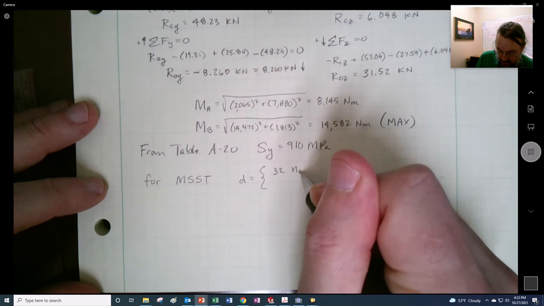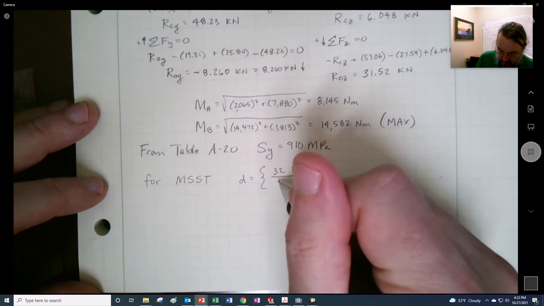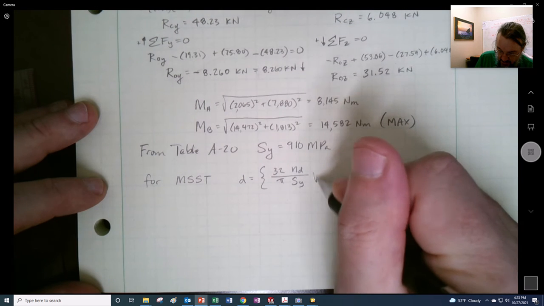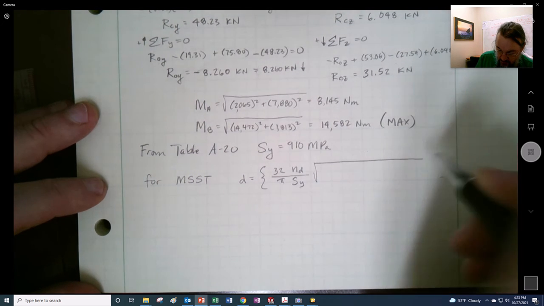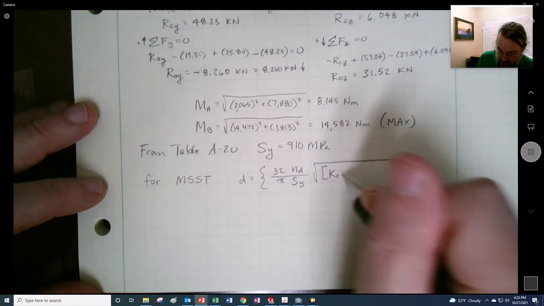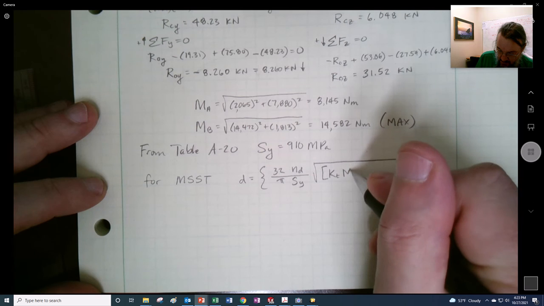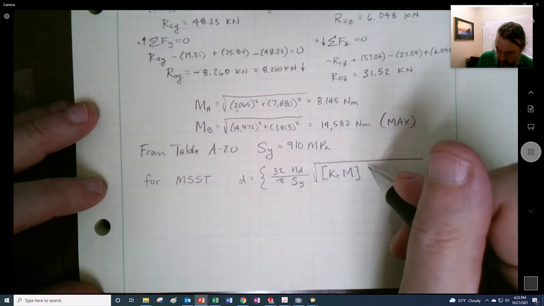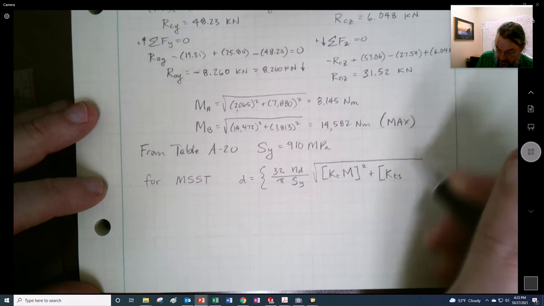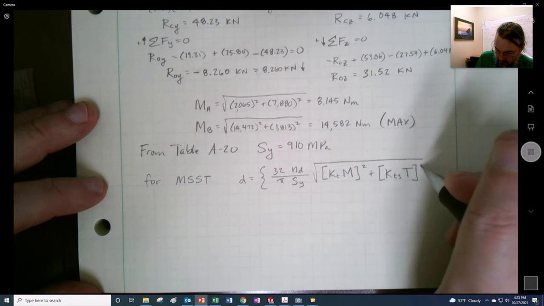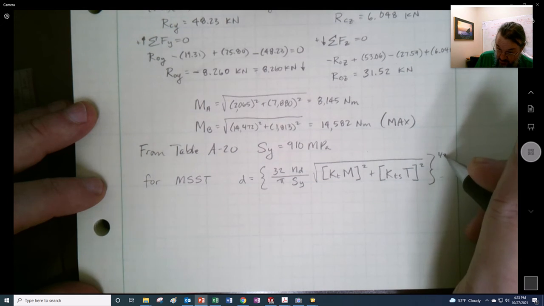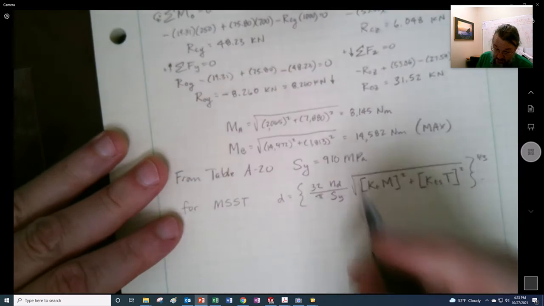D equals 32 times the design factor divided by pi times the yield strength, times the square root of the quantity KT times M, squared, plus KTS times the torque, squared, the entire quantity taken to the cube root.